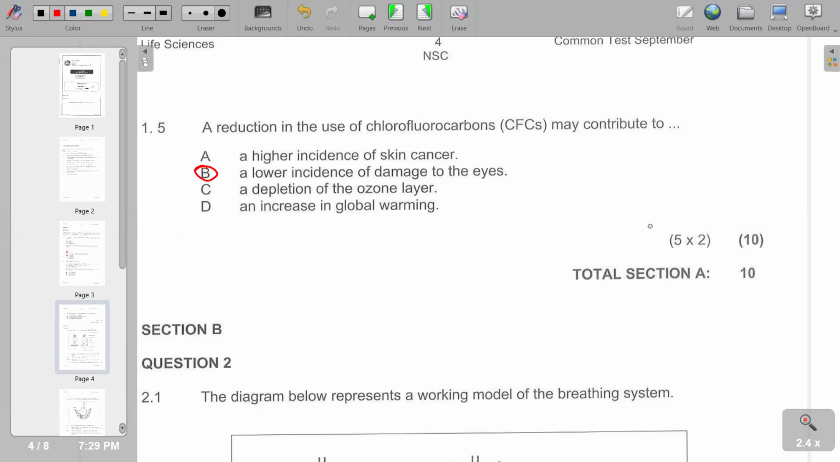So that is what we have on section A, and we've got a total of 10 marks on section A. So we move on to the next part, which is going to be our section B, and in section B, we're going to start on question 2.